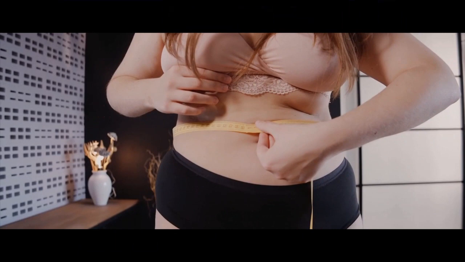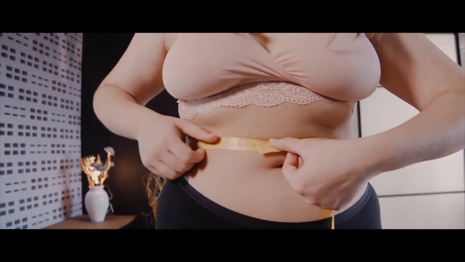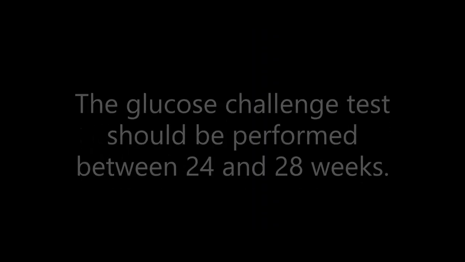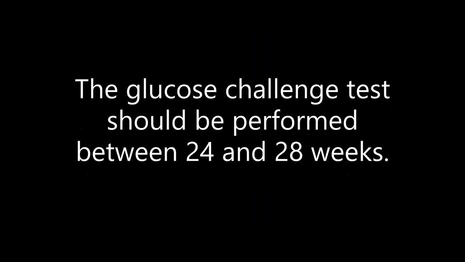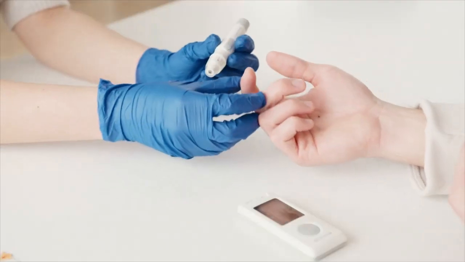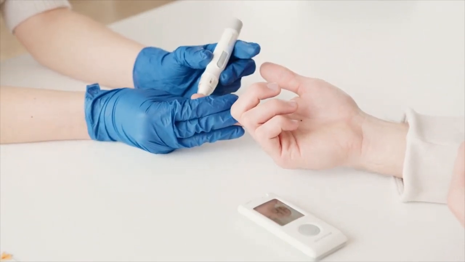How is gestational diabetes determined? The sugar loading test should be applied to expectant mothers between 24 and 28 weeks. During the test, the expectant mother is first given 50 g of glucose to drink. An hour later, the blood glucose level is checked. When the glucose level is below 140 mg per dl, it is determined that the expectant mother does not have gestational diabetes.